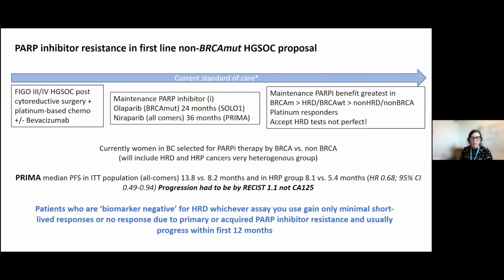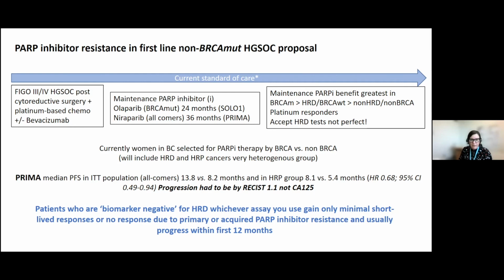So we don't know who's HRD and who's HRP. And the reality is that we're often looking at platinum response to help us decide that, but we don't have an HRD test to rely on. And if we look at all-comers in the PRIMA study, so that includes the HRD and the HR-proficient group, then obviously the benefit is fairly reasonable, and that's why it's been approved for all-comers. But if we look specifically at the HRP group from the trial, then the benefit of having niraparib is only 8.1 months with niraparib versus 5.4 months without. So this is a small benefit.